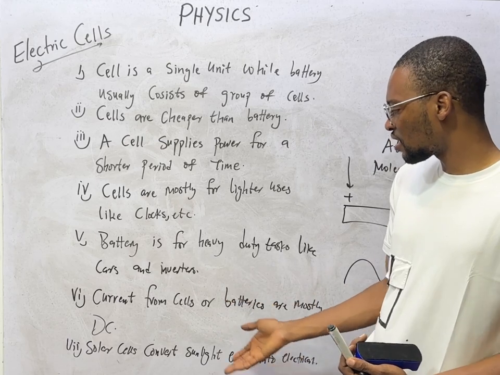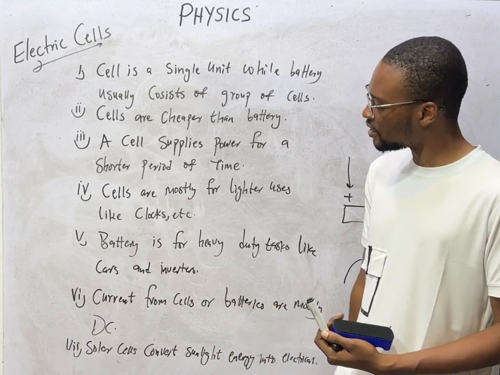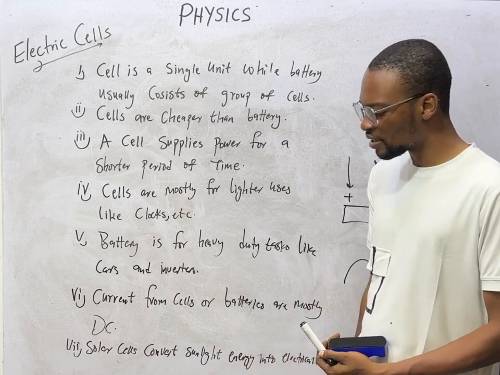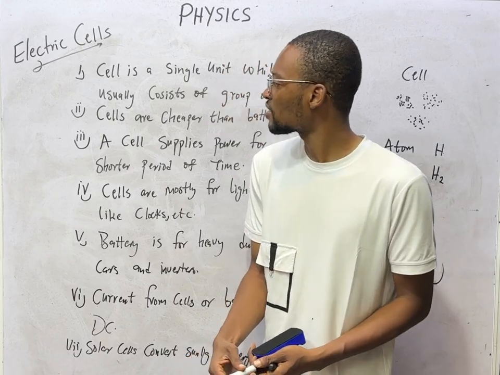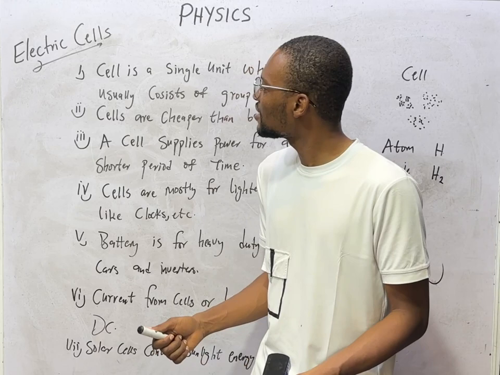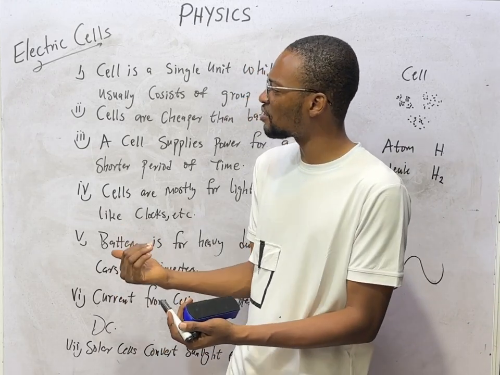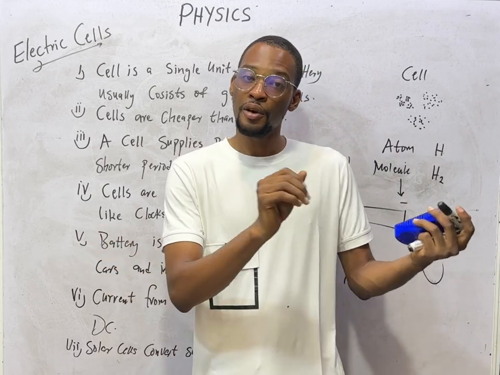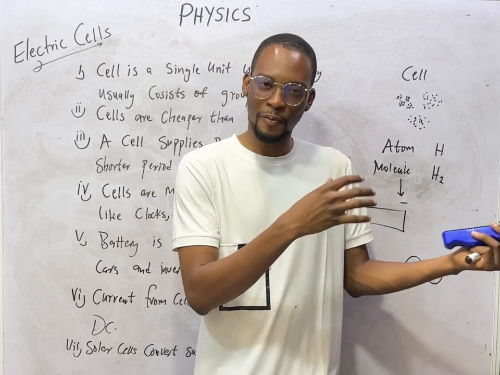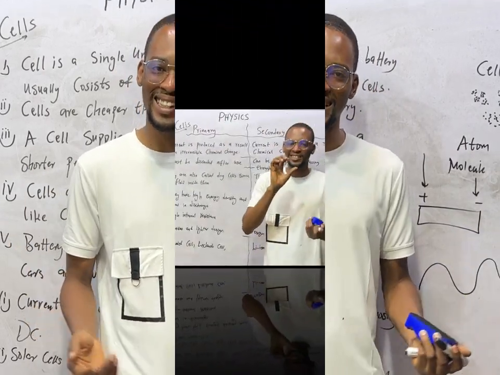And we have something else. Solar cells convert sunlight energy into electrical energy. So any cell that converts sunlight energy into electrical energy is referred to as a solar cell. Ladies and gentlemen, I think this should be an interesting introduction to electric cells. And by the way, electric cells can be classified as either primary or secondary. So let's see the difference between primary cells and secondary cells before we call this episode a day.